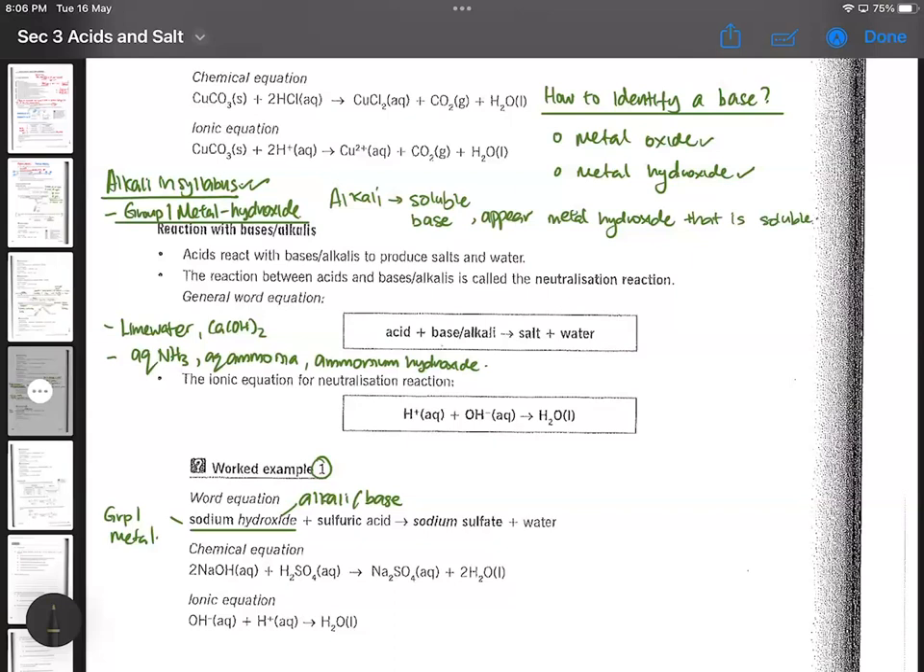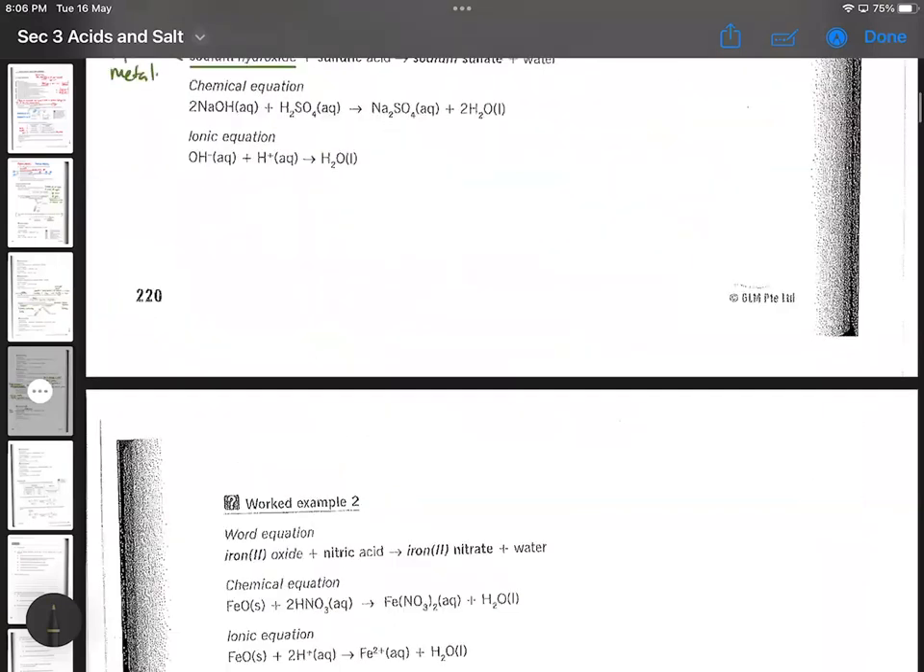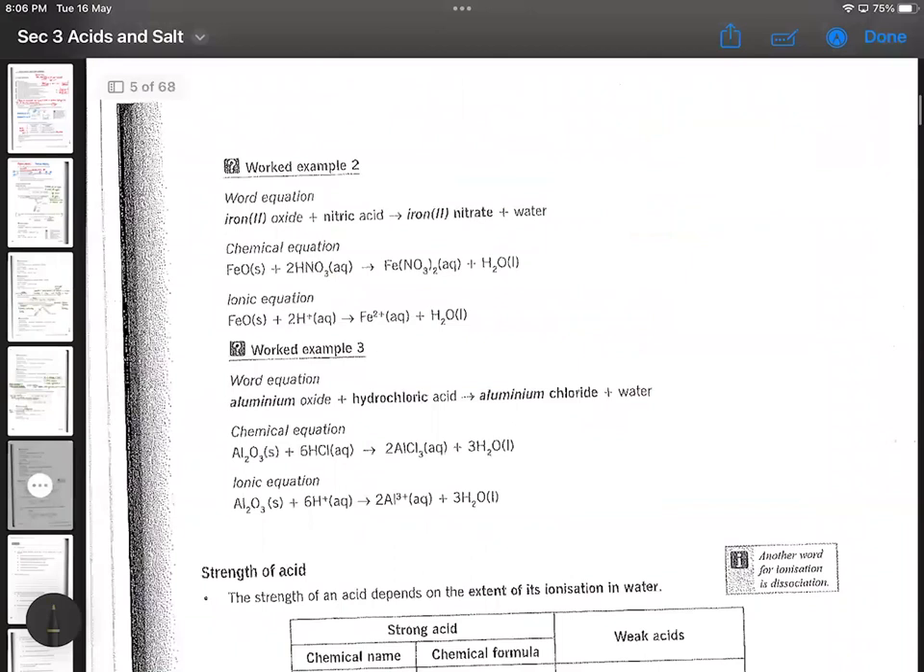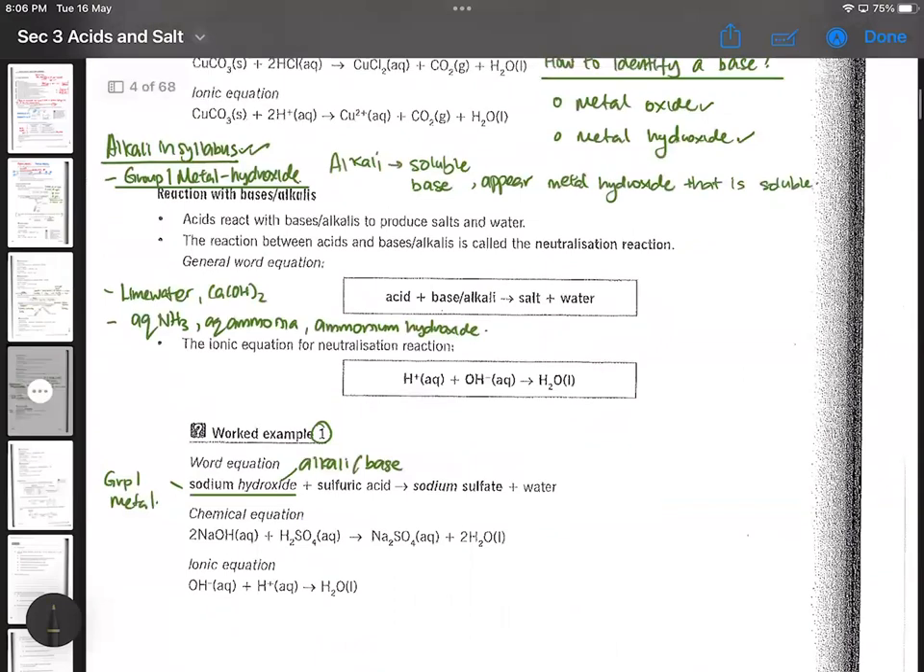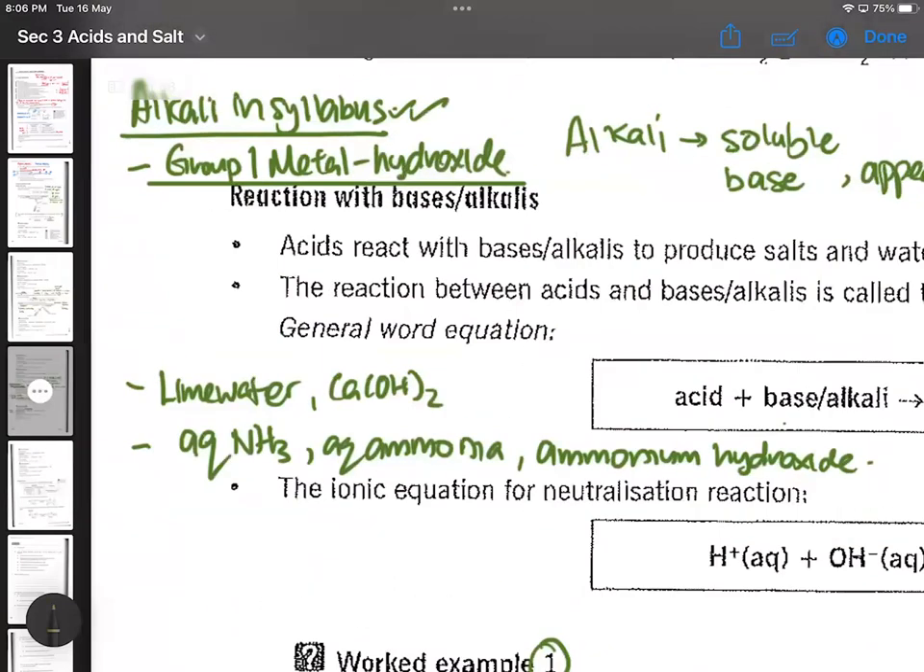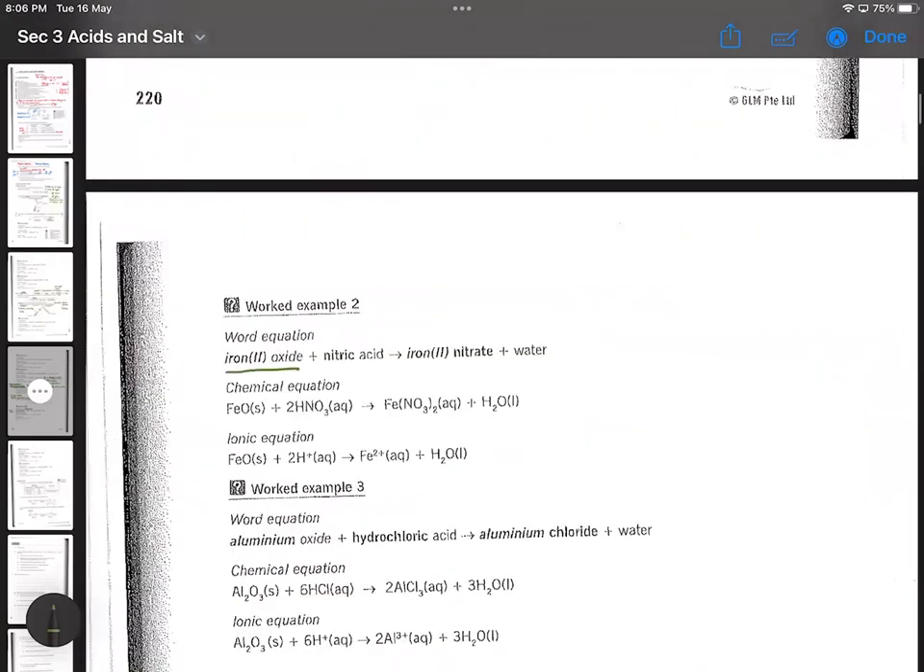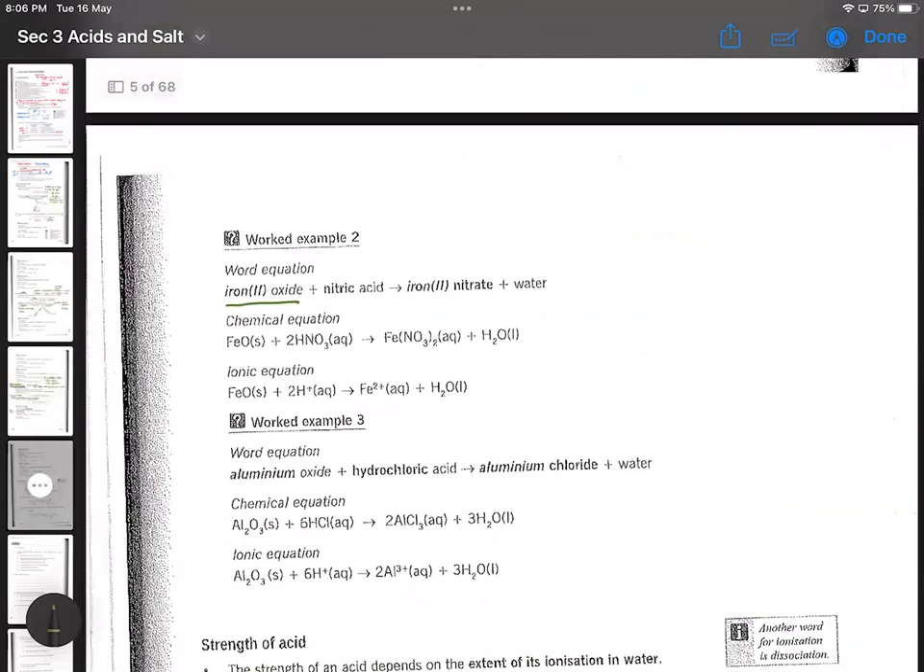Okay, let's go to the next equation. Now you see this is a metal oxide also, and it reacts with nitric acid. Notice this is not a hydroxide, and it doesn't fall under the category. Even if it's a hydroxide, it's not group 1. It's not calcium hydroxide, lime water. It is not ammonium. So generally, even if it forms a hydroxide, it will not be an alkali.